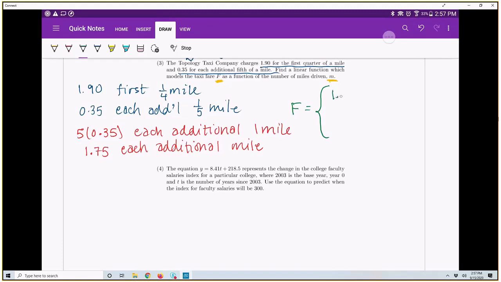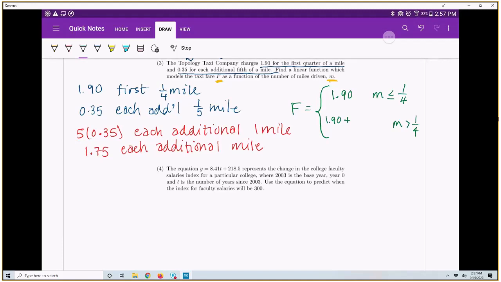I'll pay $1.90 if my trip is less than or equal to 1/4 of a mile. And remember, I'm using m as my independent variable. If my trip is greater than 1/4 of a mile, then what am I going to pay? Well, I'm going to pay $1.90 plus $1.75 for each additional mile.